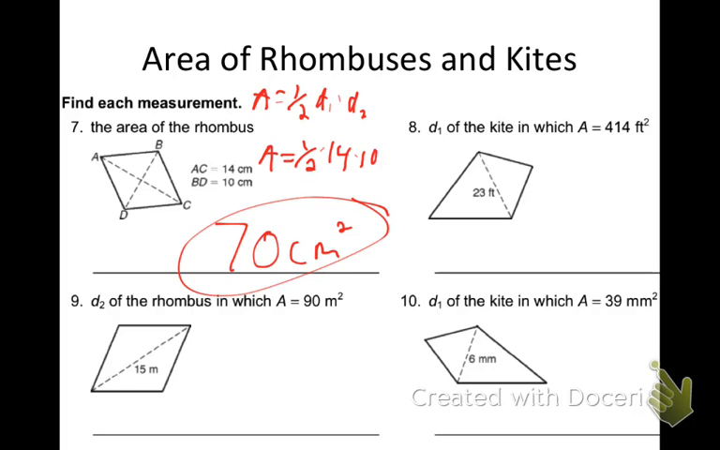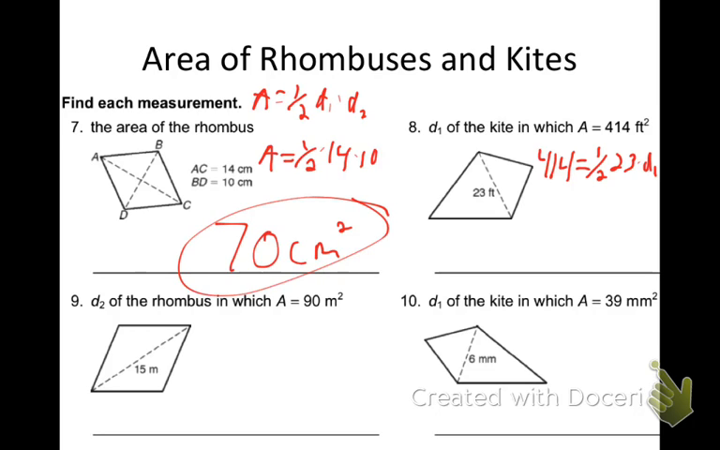Number 8. Find diagonal 1 of the kite in which the area is 414 feet squared. Well, the formula is A equals 1/2 the diagonals times together. So the area is 414 equals 1/2 times 23 times D1. Now, what happens if I do half of 23 here, though? I don't like decimals so much. I'm trying to do this without a calculator. So what could I do instead? What can I do to move stuff to the other side? Take half of 23? No, because that gets a decimal.